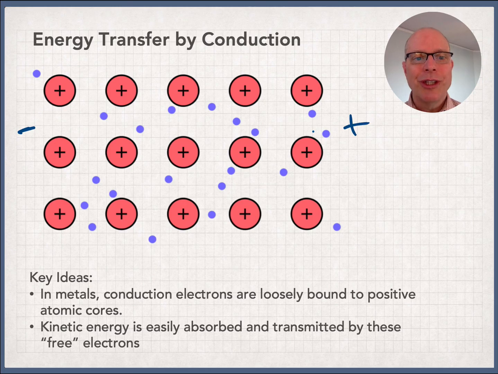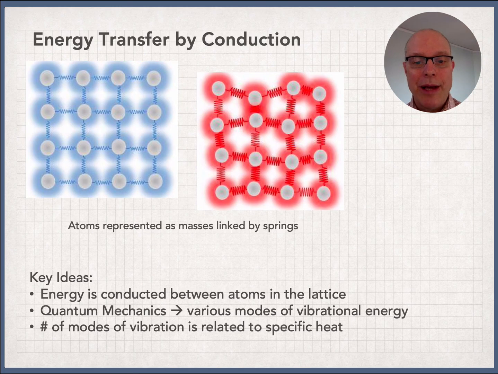So the next thing is a little bit deeper, but also really cool. One question you might ask is, if all metals have free electrons, how come all metals don't have the same ability to conduct energy? How come they have different conduction coefficients? Well, here's why. Metals, like all solids, live in some kind of crystal structure.